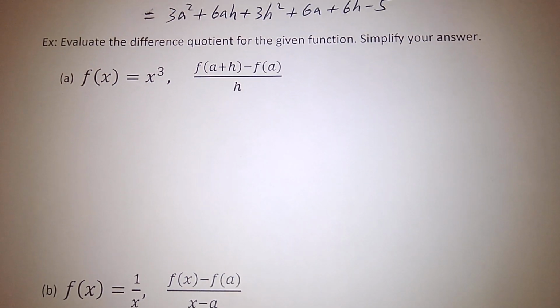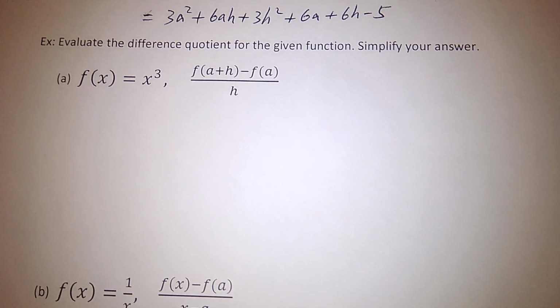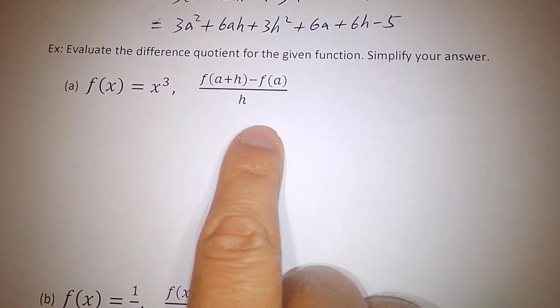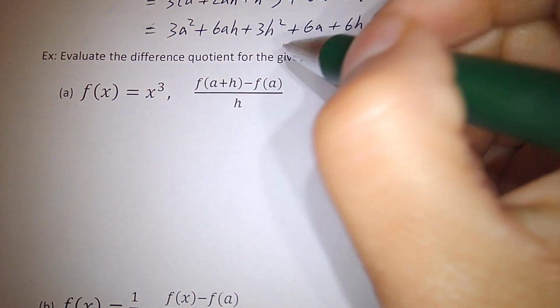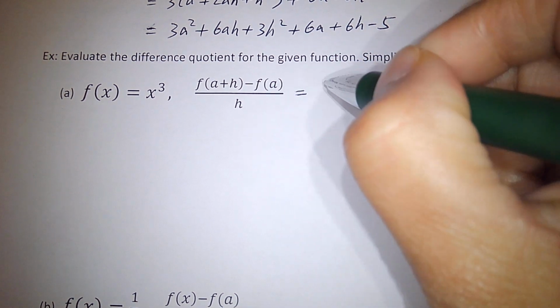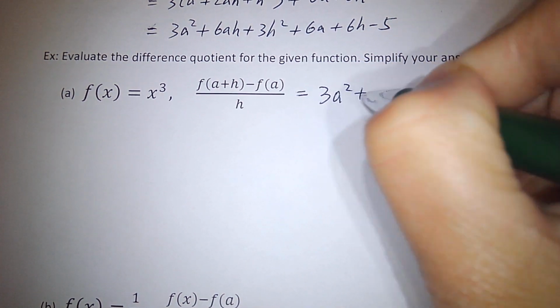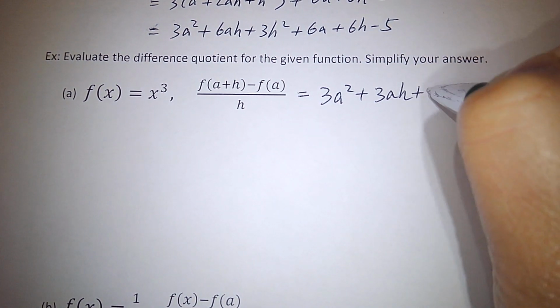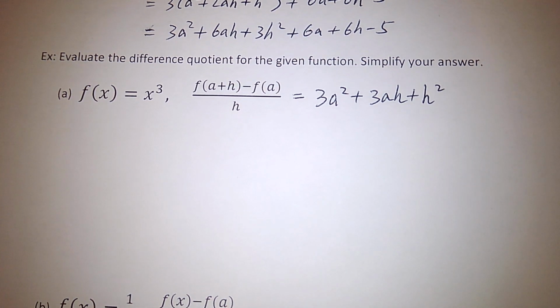Okay, so let me first give you the key for question A. The answer for question A, after we simplify, equals, let me tell you the answer first, 3a squared plus 3ah plus h squared. This is the answer. I want you to do it after class by yourself, okay?